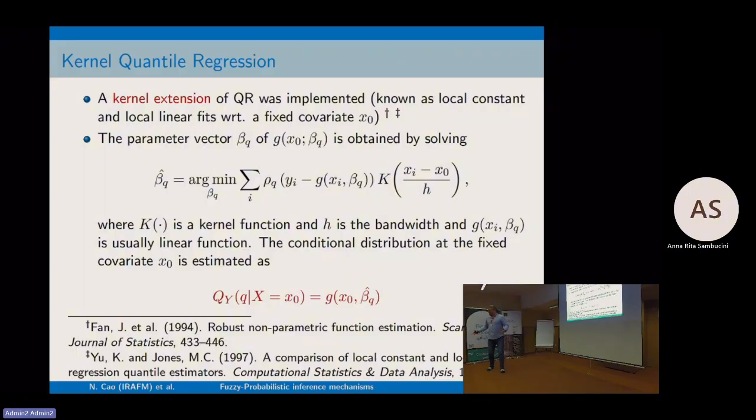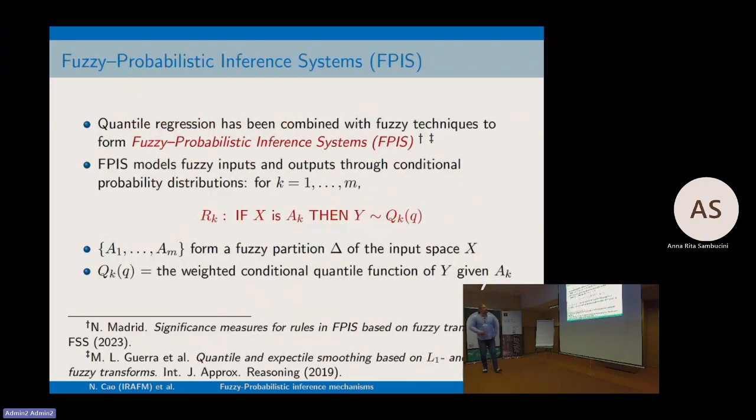It's really time consuming, because you have many x's, so we are just tuning and tuning. Just a note, g is usually a linear function in practice. Not polynomial, but linear. It's almost sufficient here. Here is the literature about this, and I will go to the fuzzy probabilistic inference system.